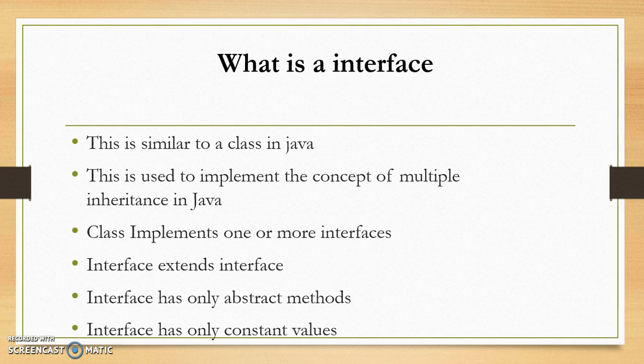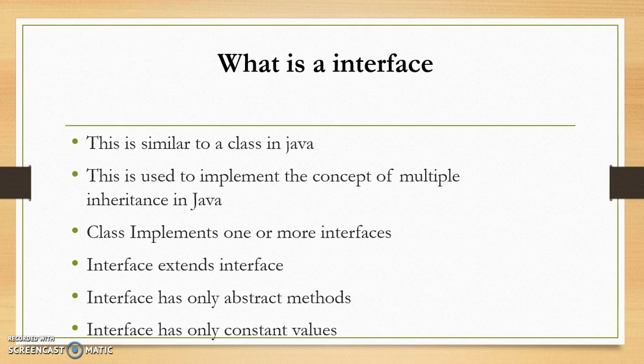So what is an interface? This is similar to a class in Java. It is used to implement the concept of multiple inheritance in Java. If you have an interface, it can be inherited by a class. That is, one or more interfaces can be extended or used or implemented in a class. Interface extends interface is another concept.